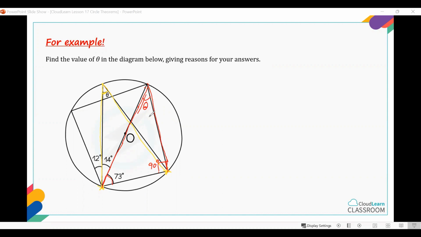Brilliant, well done. In the triangle there, we've got 73 and 90. 90 plus 73 is 163, and then subtract that from 180: 17. So theta equals 17, and because they're in the same segment, that theta also equals 17 degrees.